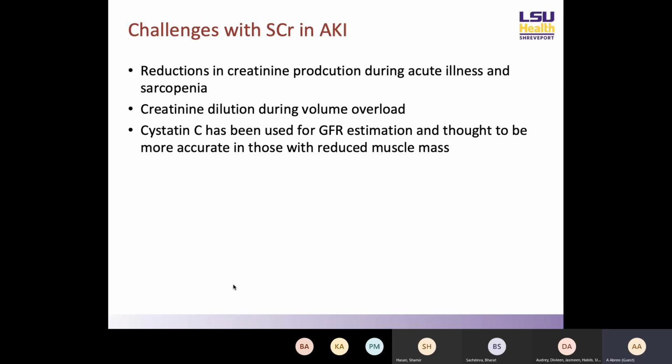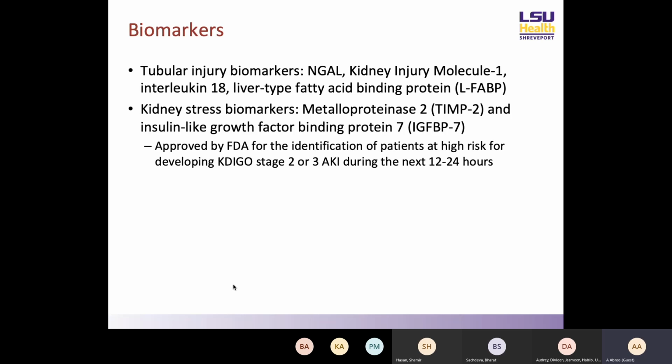The caveat is cystatin C will have the same problems with an AKI, because to use that accurately, the patient does need to be in steady state as well. So it doesn't help you with that portion.